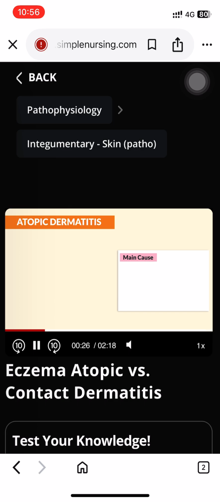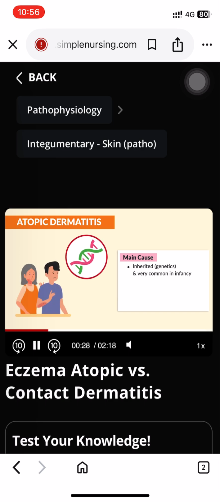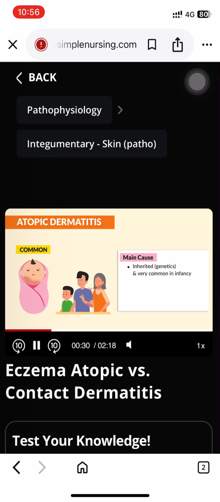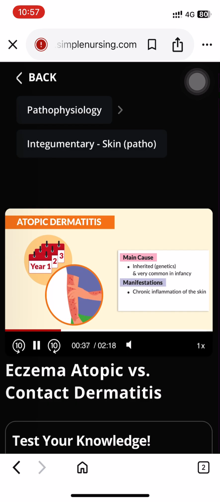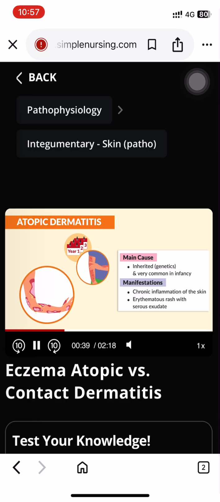Now the main cause is inherited, or basically genetics. And it's very common in infancy, but can happen at any age. Now the manifestations to write down. We see chronic inflammation of the skin, as well as erythematous rash with serous exudate. Fancy words for a red rash that might be leaking pus.